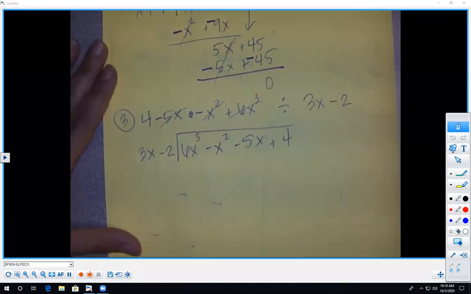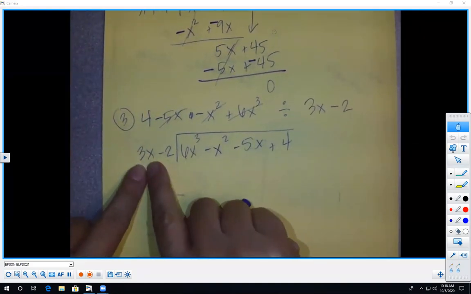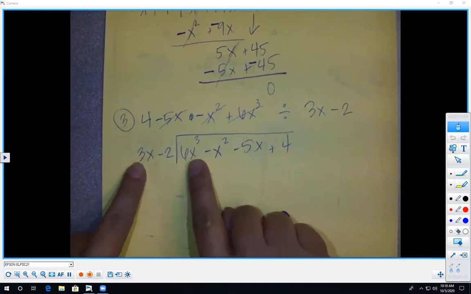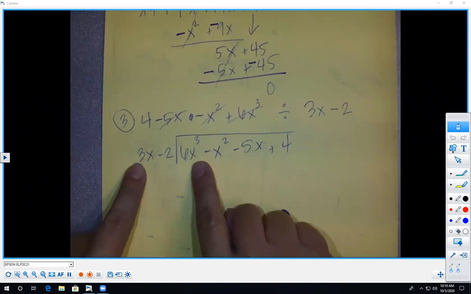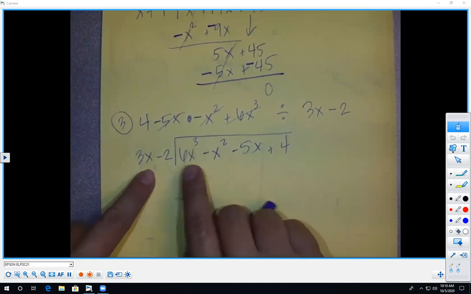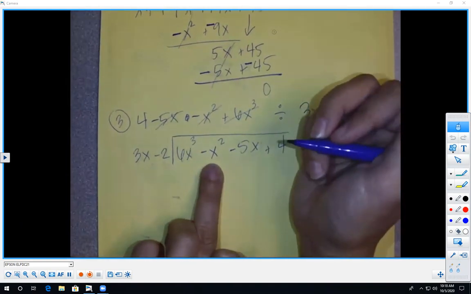Okay, so 3x, how many times does that go into 6x cubed? Or 3x times what gives me 6x cubed? 3 times 2 is 6. X times x squared is x cubed. So it's 2x squared that you're writing above your second term.